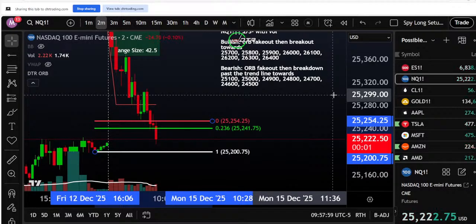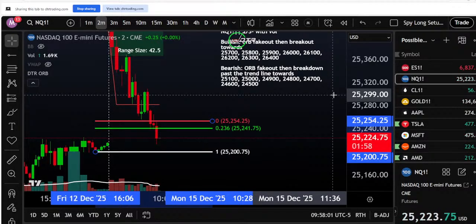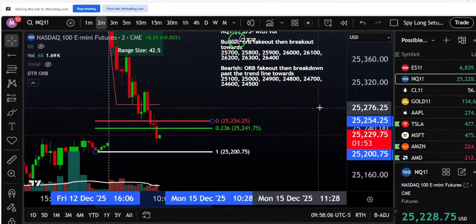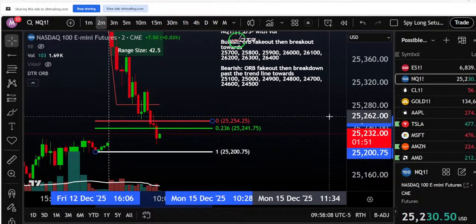Okay, so we'll have another chance here for this thing to set back up. Same fake out spot for now. We're looking at a fake out above 254.